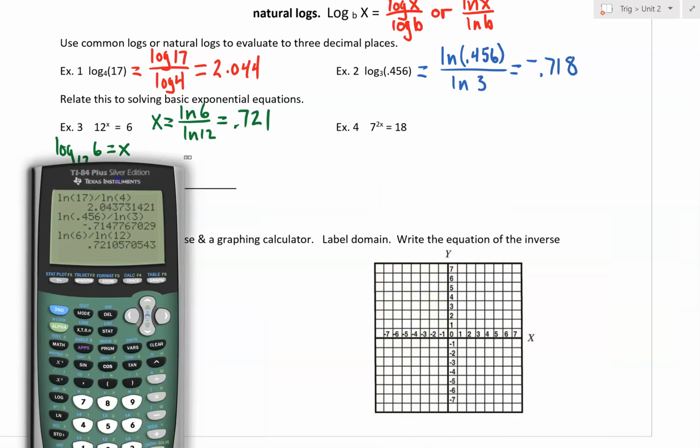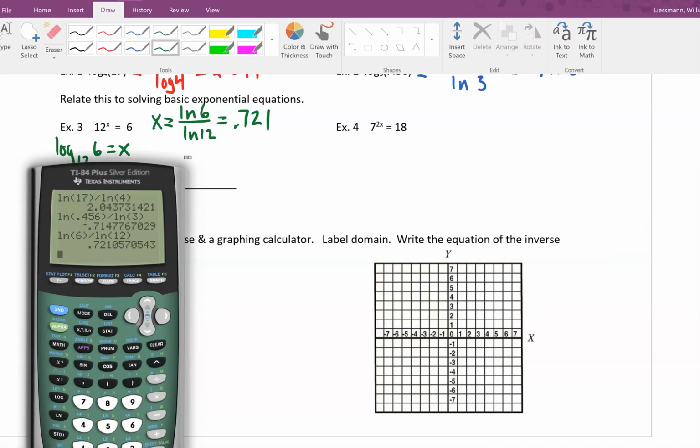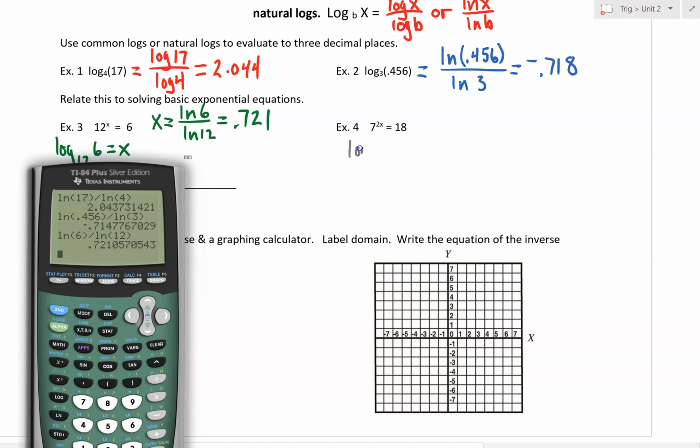0.721. Going to do the same thing with this one. Looks like there's just one extra step we have to do. So this is going to say log base 7 of 18 is equal to 2x. So x is going to equal 1/2 of log base 7 of 18. So when you rewrite this, keep in mind these are equivalents here because we had to round. So equivalent measures. 1/2 log, let's do it this way, 1/2 log of 18 divided by the log of 7.